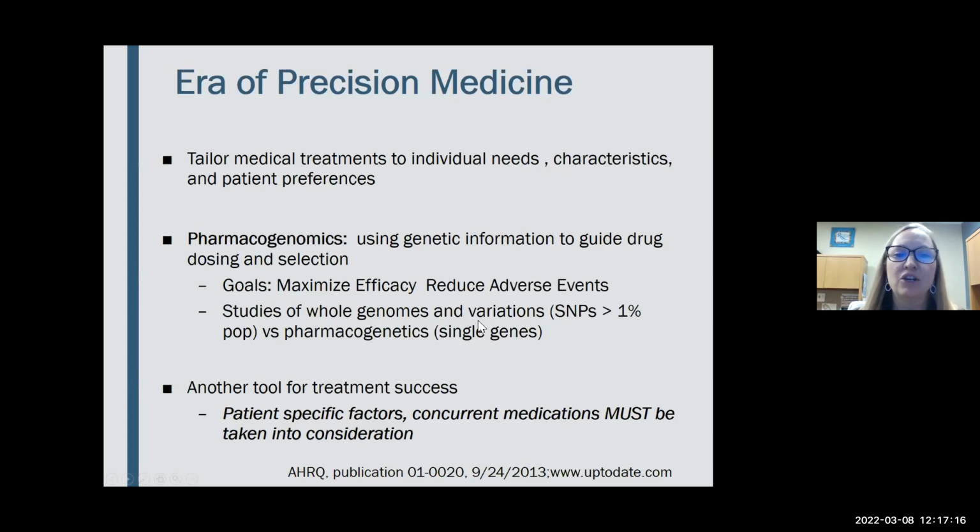When you look at terminology, which could be a whole lecture, genomics is the patient's entire sequencing, and genetics are single variants. I use those interchangeably, but there is a difference. What we're looking at is trying to reduce adverse effects of medications and select medications that may be more effective. You have to take into account patient-specific factors with this, which we will go through, as well as concurrent medications.